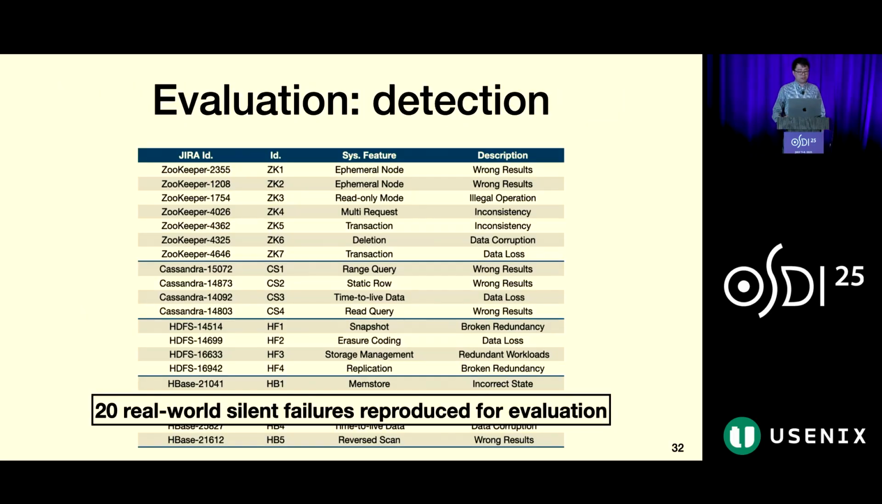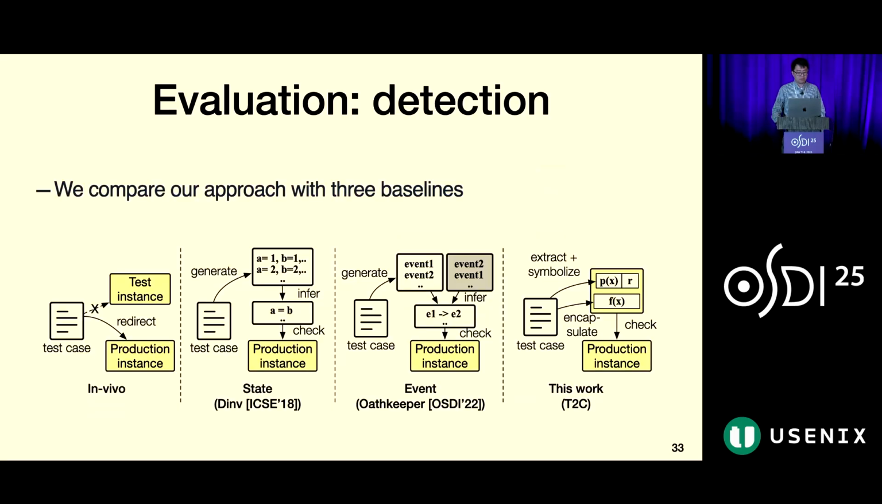And to evaluate the effectiveness of our generated checkers, we reproduced 20 real-world silent failures. We compare the results of T2C with 3 other types of advanced detectors. Besides the DINF and OSDI detectors we introduced earlier, we also designed a new type of checking method, the in vivo checker, which redirects the test workload and assertions from the simulated test instance to the production server instance, so it can expose some interesting issues.